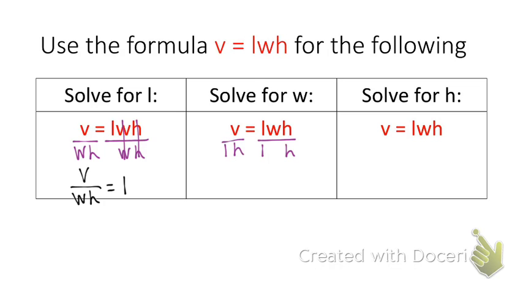For the next one, we're going to solve for W. Again, we're going to divide by L and H on both sides. The L and H cancel out. You're left with V over LH equals W. That would be the second one. And then the last formula, I hope you start seeing the pattern. If we're solving for H, we are going to divide by LW. When you do that, the L and W cancel out, and you get V over LW equals H.